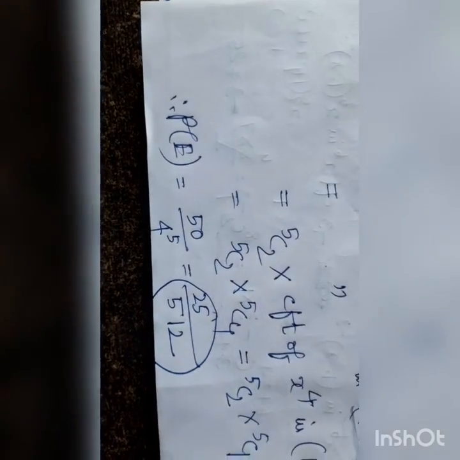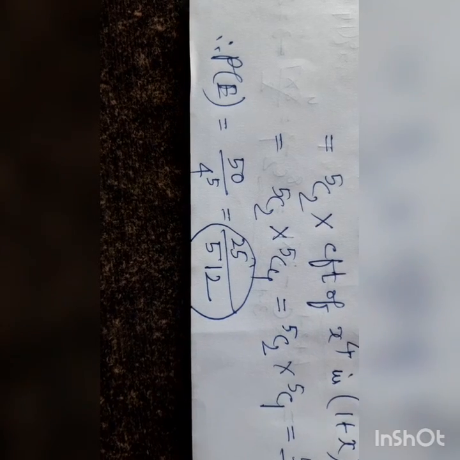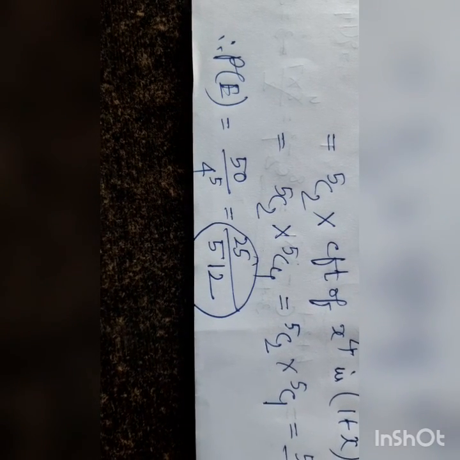This is n of E. So here P of E equals 50 by 4 power 5, 25 by 512.